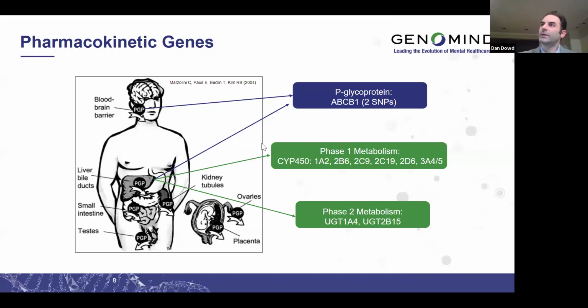So what genes do we look at on our pharmacogenetic panel? Well, we look at 2 of these P-glycoprotein genes. Remember, they affect absorption. We look at 6 CYP450 genes. Here they are: 1A2, 2B6, 2C9, 2C19, 2D6, 3A4, and 5. And then we look at 2 of these phase 2 enzymes, UGT1A4 and UGT2B15. We'll talk about these in more detail.